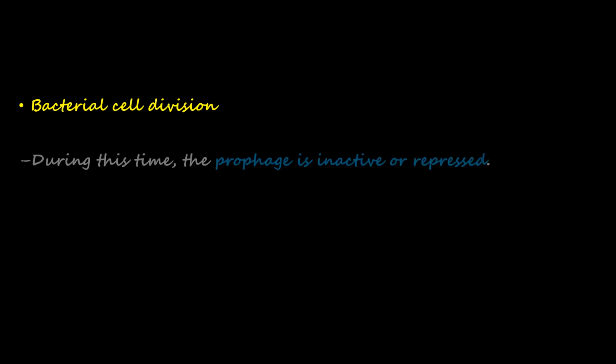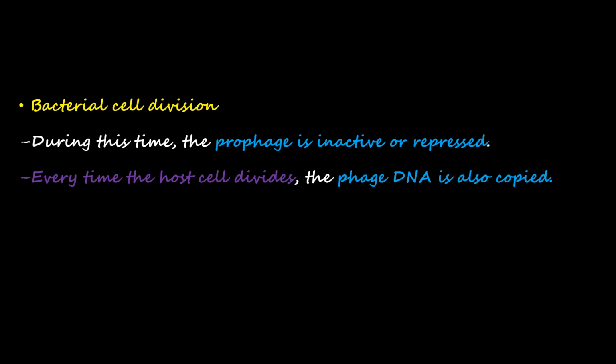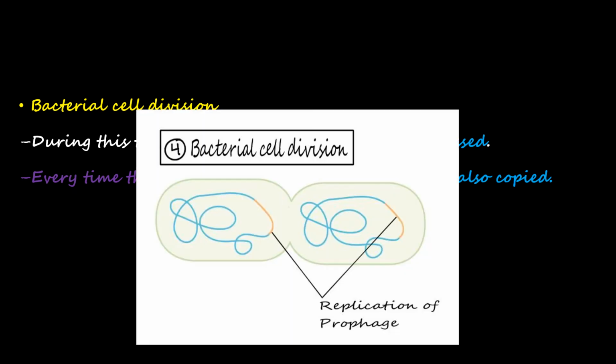Next is bacterial cell division. During this time, the prophage is inactive or repressed. Every time the host cell divides, the phage DNA is also copied. So bacterial cell division produces a copy of phage DNA as well in the form of prophage.